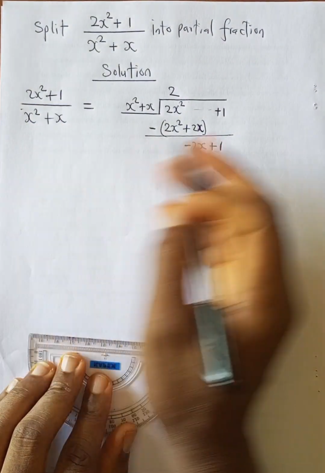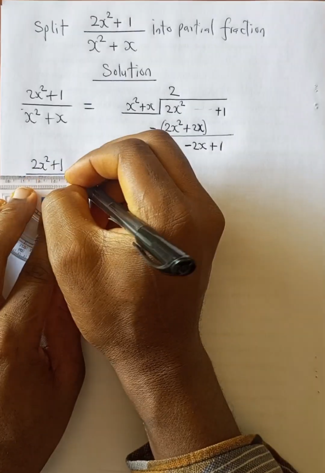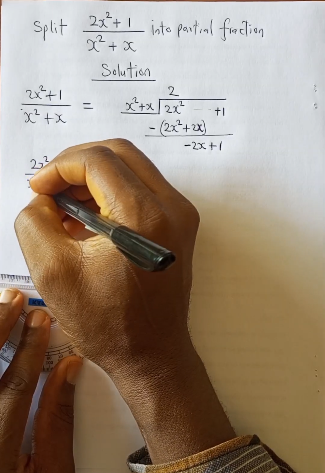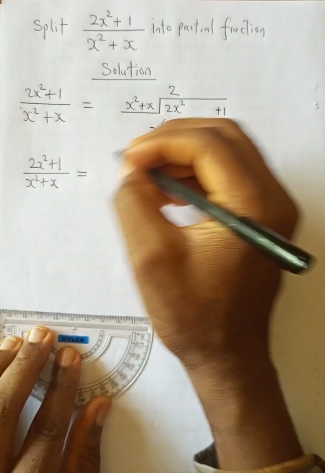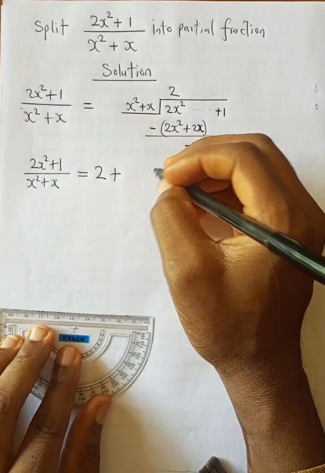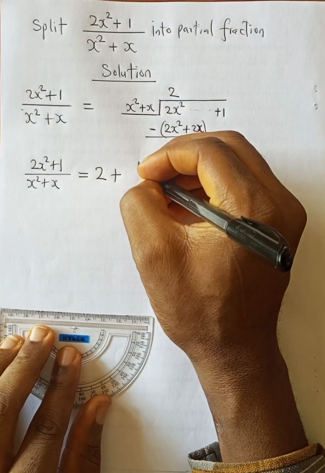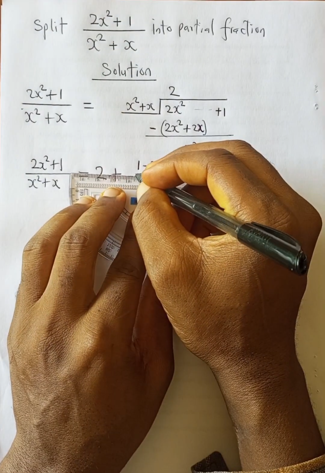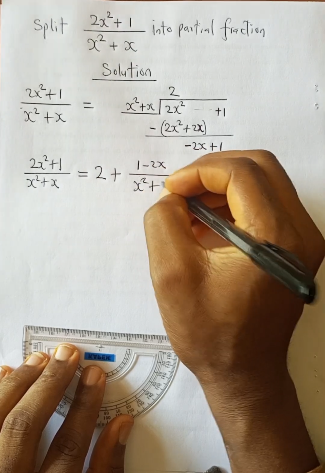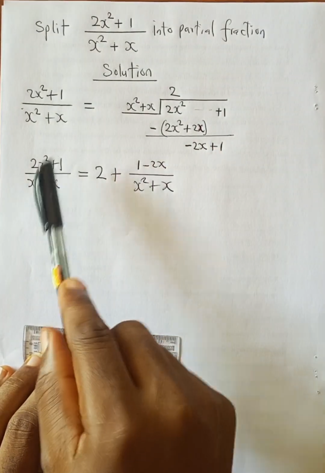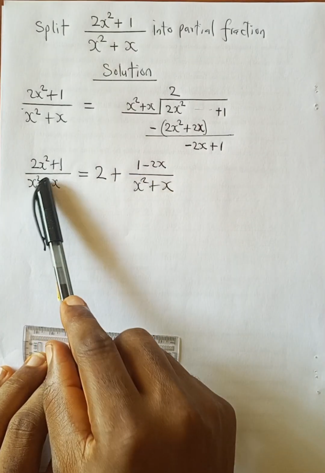This expression here can now be rewritten as 2s squared plus 1 over s squared plus s equals the quotient plus the remainder. I can start with 1, to avoid this minus: 1 minus 2s, then over the divisor, s squared plus s. If you solve only this side, it will give you this. Are you seeing it now?